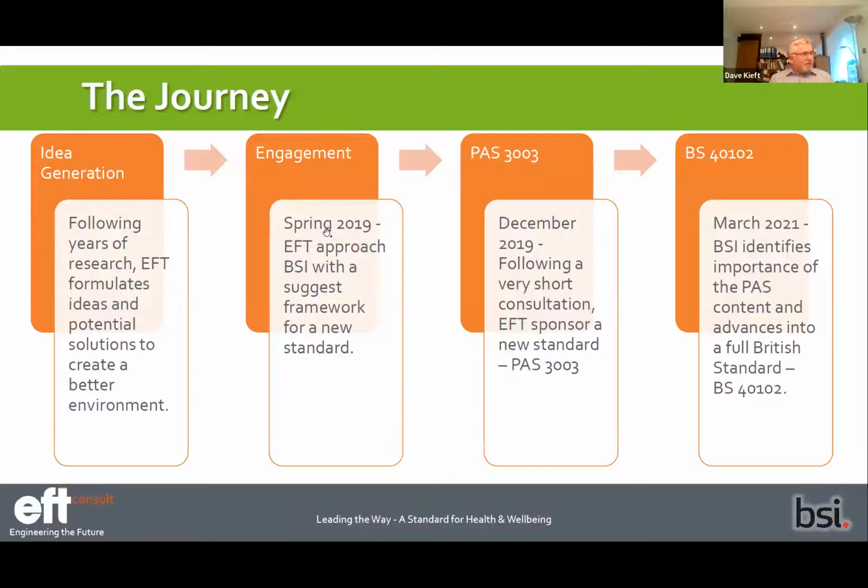It started with the idea, years of research, as I've already explained. We formulated the ideas and potential solutions to create a better environment. In 2019, we suggested to BSI with the PAS a framework for a new standard. December 2019, a very short consultation. I'm not sure if you know what happens with a PAS. It has to go before British Standards. They have to go to the members and they have to approve the process. What we proposed was one of the quickest processes ever undertaken by BSI for the agreement of the industry to support it. And then in March 2021, the importance of the PAS was notified and it was advanced to a full British standard.